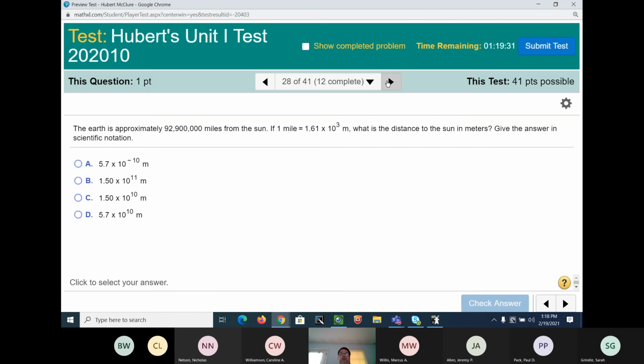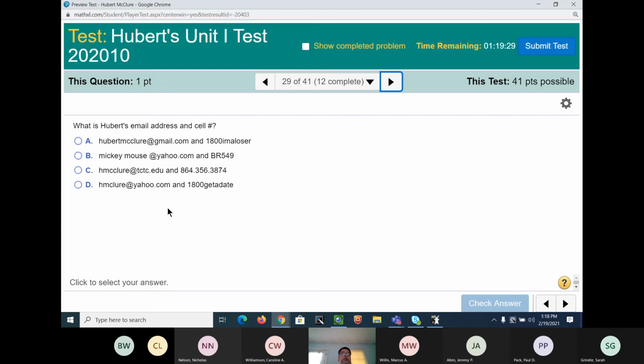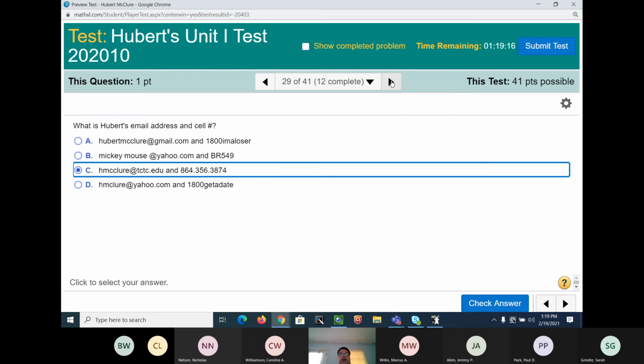Although covered in handouts, best way to get in touch with Hubert is to email him or his cell phone. Scientific notation. The only one, I've had students miss this question, and I still haven't gotten an explanation from any student. Tell me how a student misses this question. I don't understand how a student misses this question.